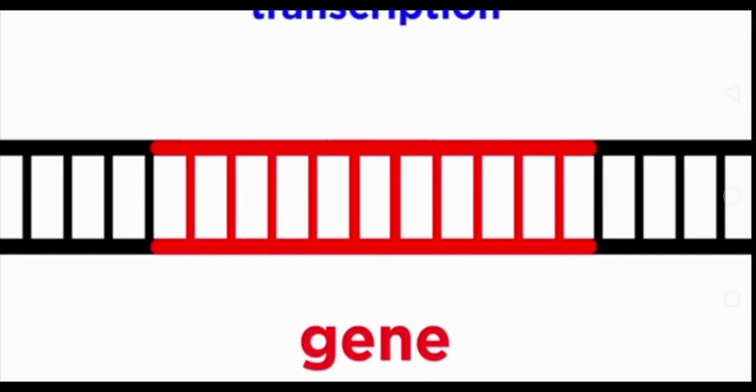The first step is called transcription. As I've said, transcription always comes first before translation. Transcription is a process by which enzymes use one of the DNA strands within a gene as the template to produce mRNA, or messenger RNA.